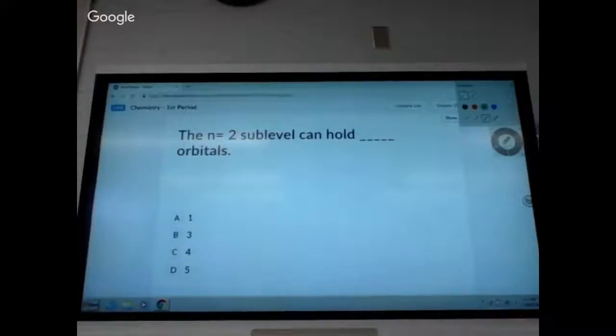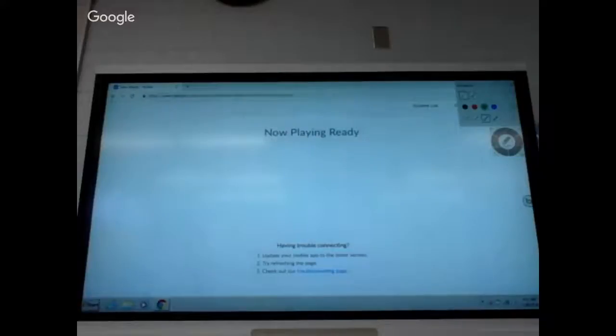All right. So the correct answer is 4. Because if n equals 2, how many sublevels are there? 2. How many orbitals in S? 1. How many in P? 3. So 1 plus 3 is 4.